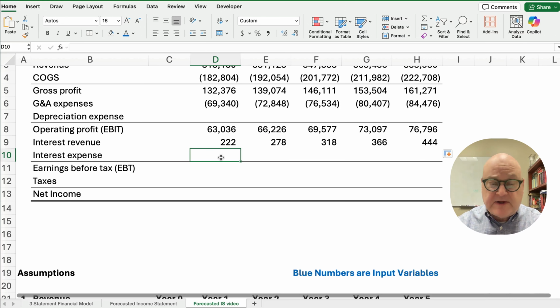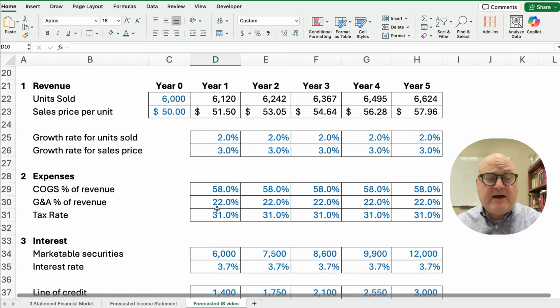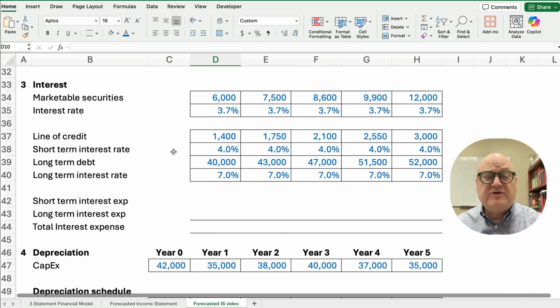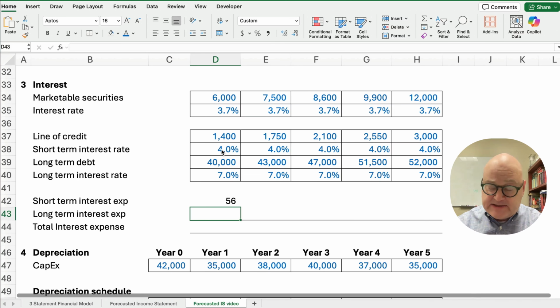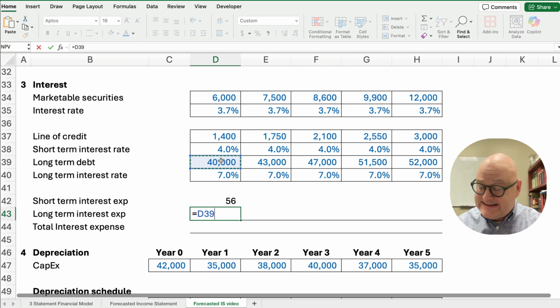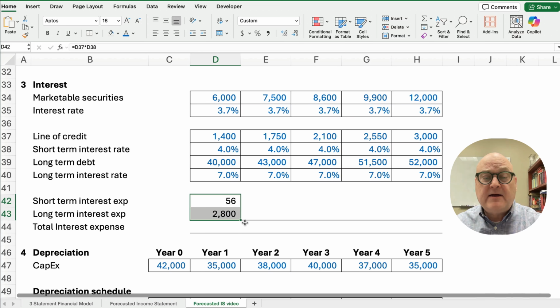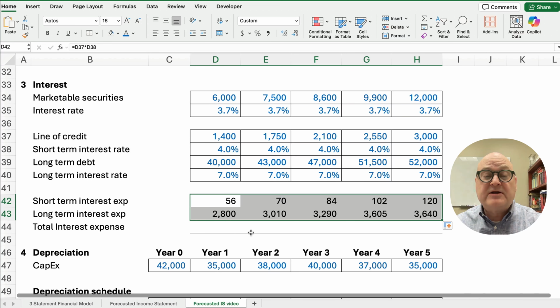Now interest expense is going to be a similar thing. On interest expense, we're going to assume we have a short-term line of credit and long-term debt. So we have short-term debt, long-term debt, and a short-term interest rate and long-term interest rate, so we have a blended rate. I need to figure out the short-term interest: 1,400 times 4%. And I'm going to take the 40,000 times 7%. So that's our two amounts of interest expense, short-term interest and long-term interest.